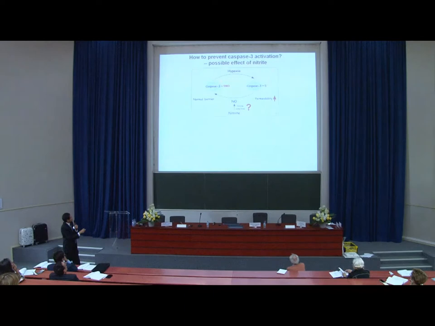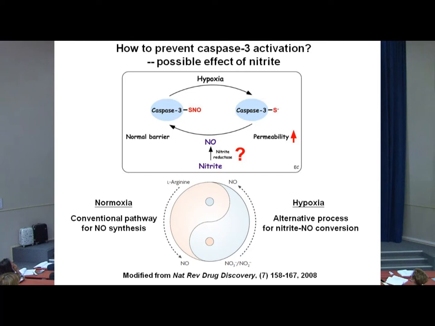Now, in response to hypoxia, we already know that caspase 3 will be denitrosylated, so that it is activated. Then the next question is whether we can use any treatment that may produce bioactive NO under the hypoxic situation, so that hopefully can rebound this denitrosylated caspase 3 back to the S-nitrosylated form. If that is the case, caspase activity can be regulated.